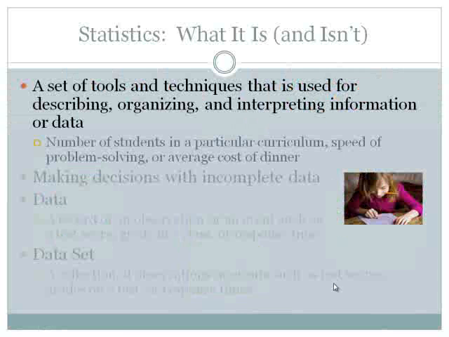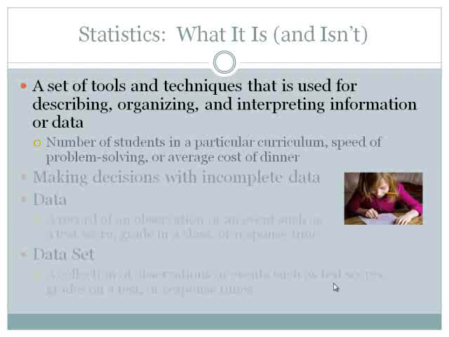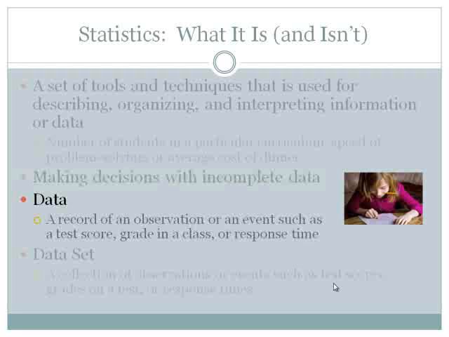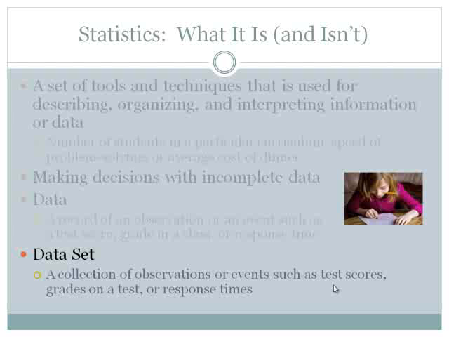Statistics, what is it? What is it not? There are two broad types of statistical tools, those that help us describe, organize, interpret data, and those that help us make decisions. Now, when we talk about data, we're simply talking about singularly one observation on a particular person, and then we're going to be dealing with data sets, and so a set of observations.